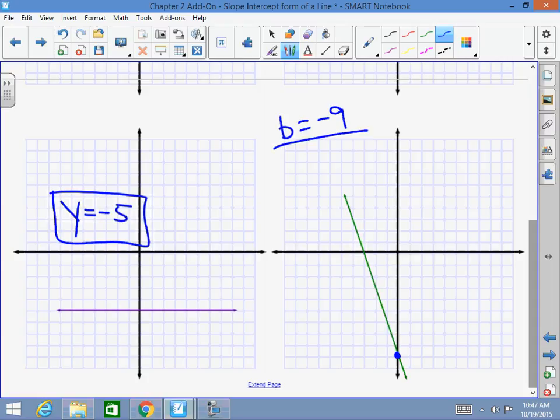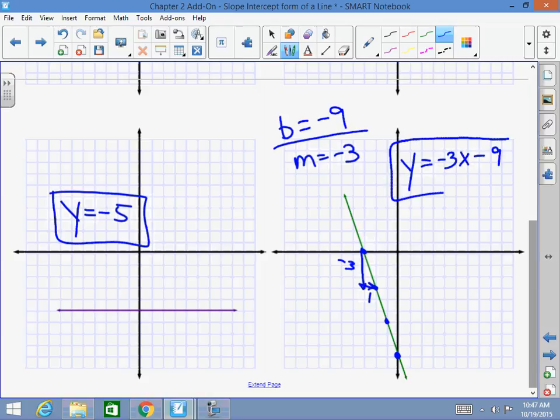Very good job. Now I need a perfect point. Okay, I see a perfect point right here. Another perfect point here. Another perfect point here. So I want to know, how do I get from one perfect point to another perfect point going left to right? So I went down 1, 2, 3. Very good. Over 1. So it's negative 3 over 1. So my m is negative 3. So my equation for this linear function in slope-intercept form is y equals mx plus b, which is y equals negative 3x minus 9. And bingo, bango, bongo. You're done.